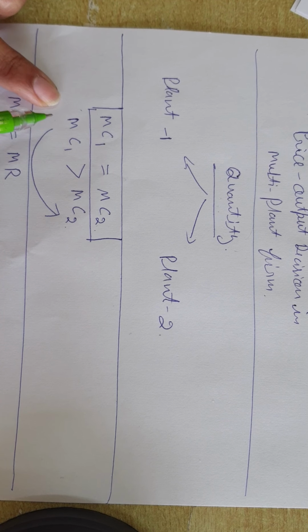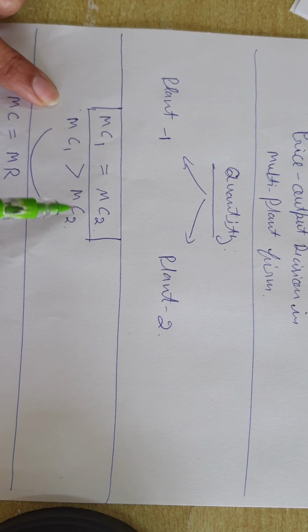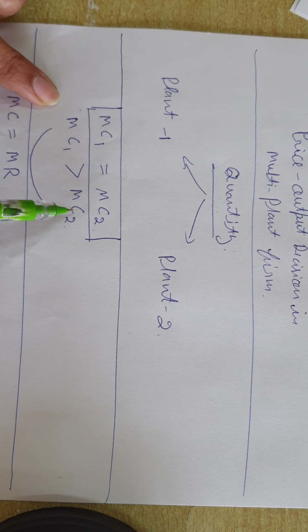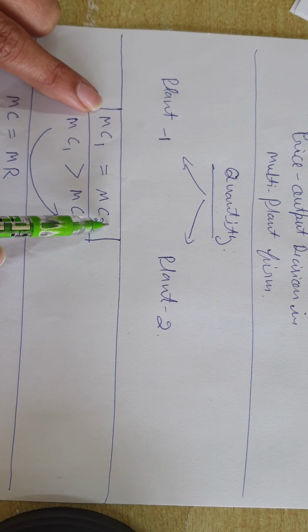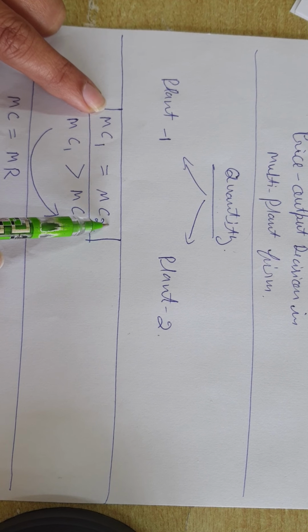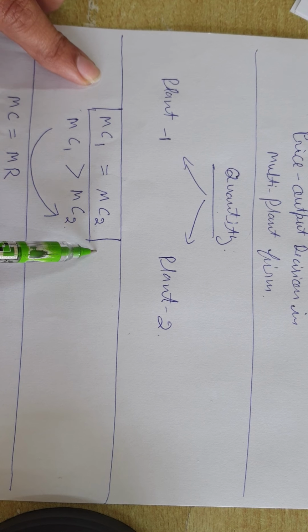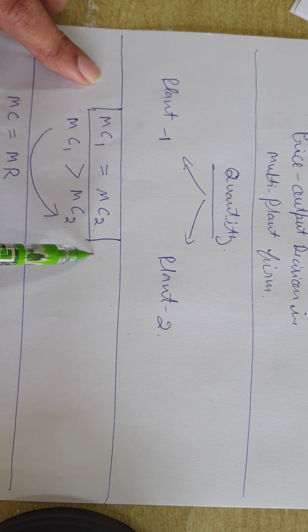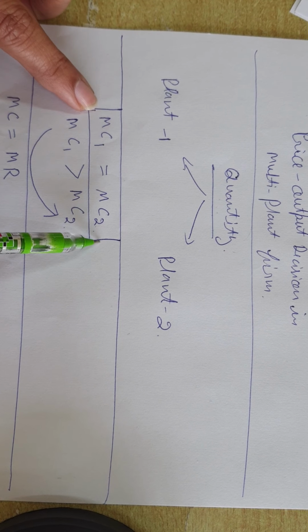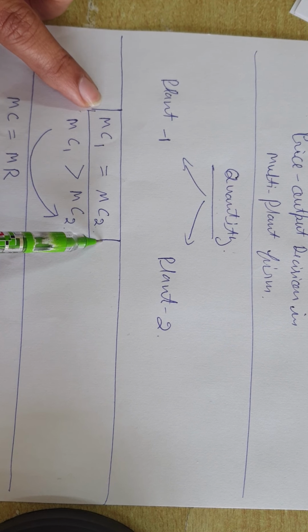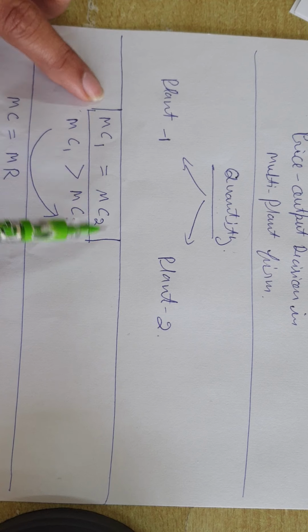So these commodities will be assigned to this plant. I mean this plant will be given the responsibility of producing these commodities and we will stop where both marginal costs are equal. So in this way total production will be distributed in different plants. The marginal cost of one should be equal to the marginal cost of the second one.